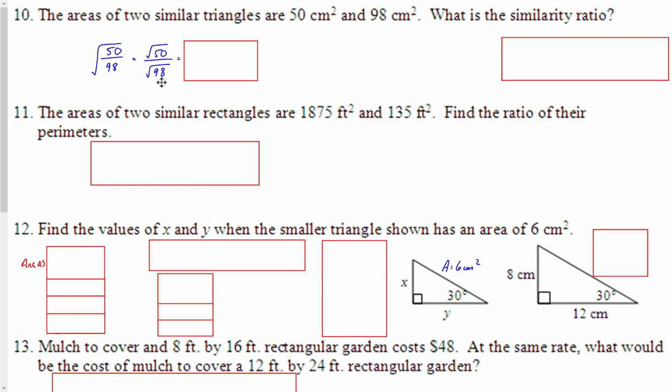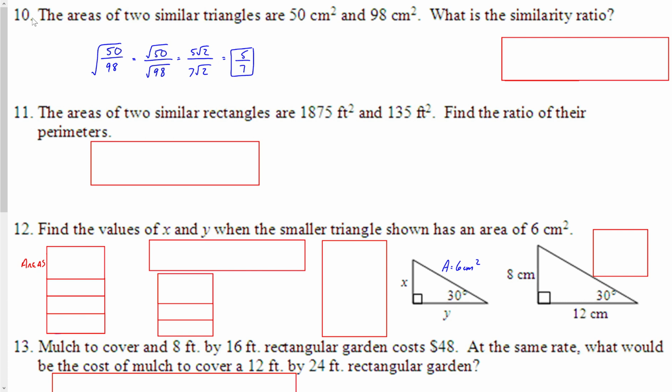So now instead of using calculators for this, I strongly suggest that you just put these in simplest radical form like we've practiced. So that means we would have 5 square root of 2 over 7 square root of 2. And then just reducing this, those square root of 2's would be able to be reduced out. So we would just have 5 to 7 for our similarity ratio.